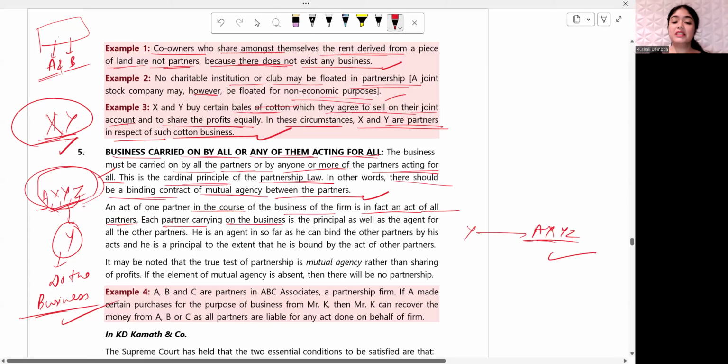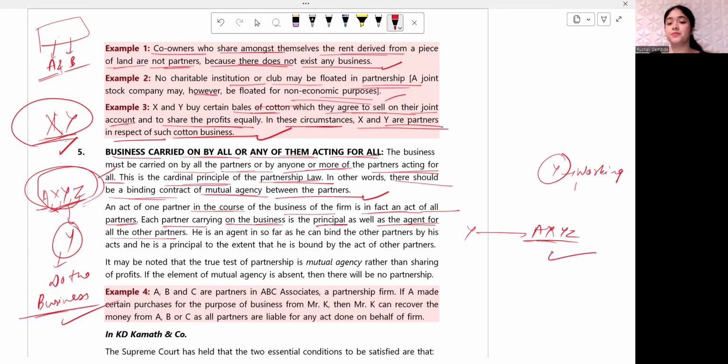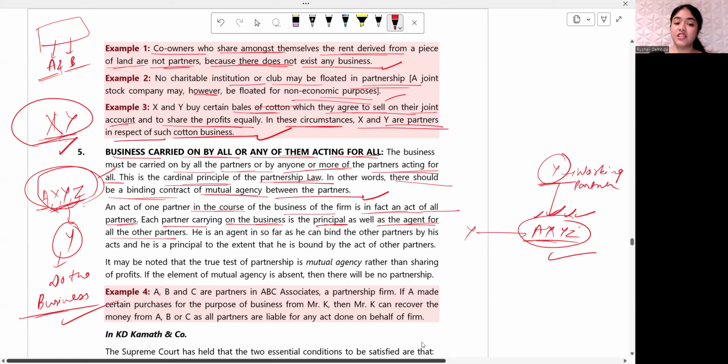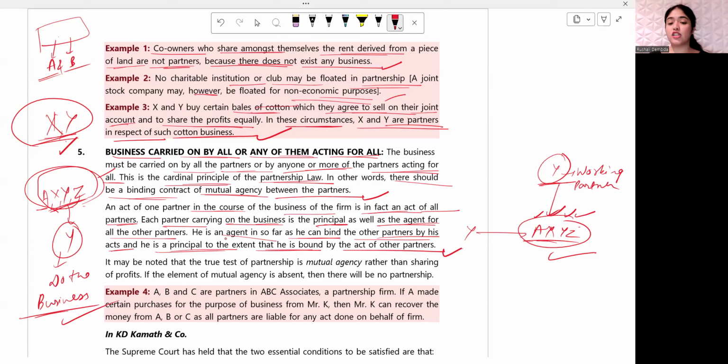Each partner carrying on the business is the principal as well as the agent for all the partners. Now, if Y is acting as the person who is going to be a working partner, he is going to be the agent for this entire firm and entire partners A, X, Y, and Z. Right? They will be acting in the principal agent relationship. We have seen the agency contract, and there we learned that partner is the agent of the partnership firm. He is an agent insofar as he can bind the other partners by his act, and he is principal to the extent that he is bound by the act of other partners.